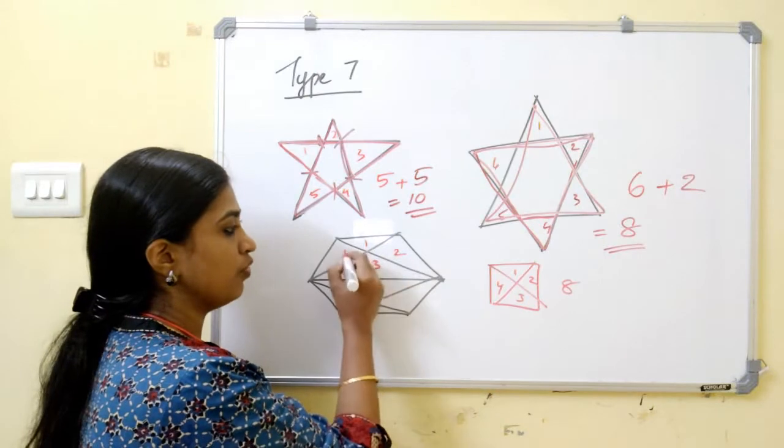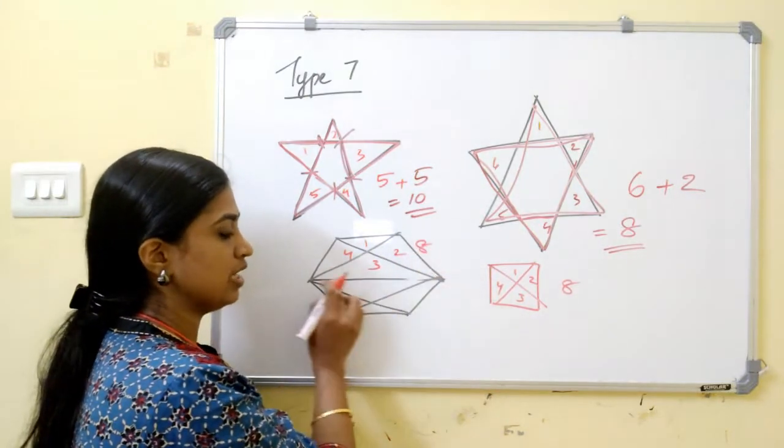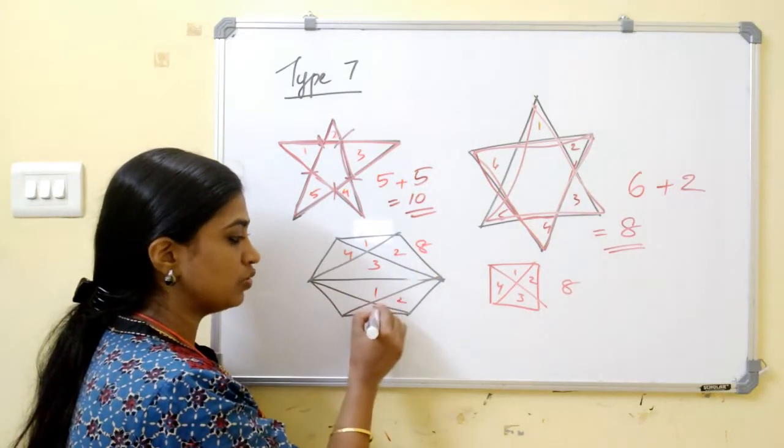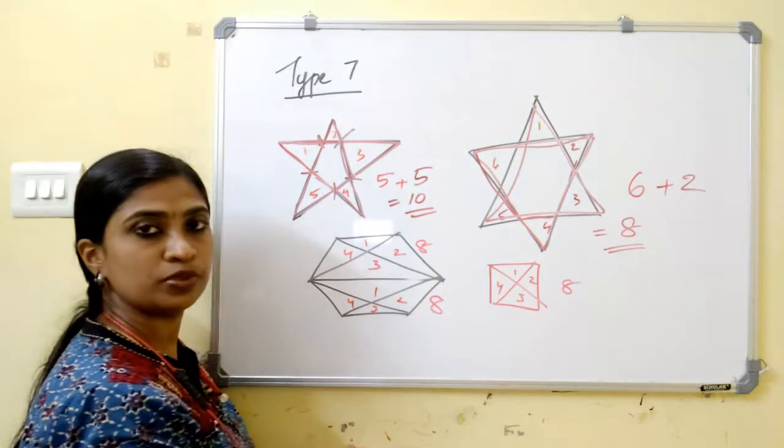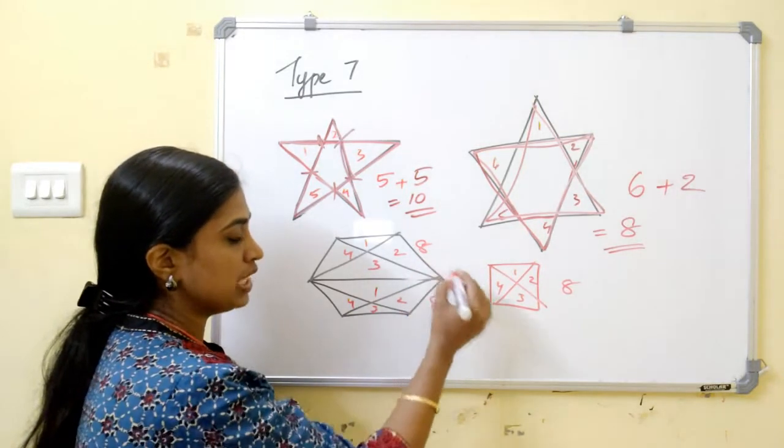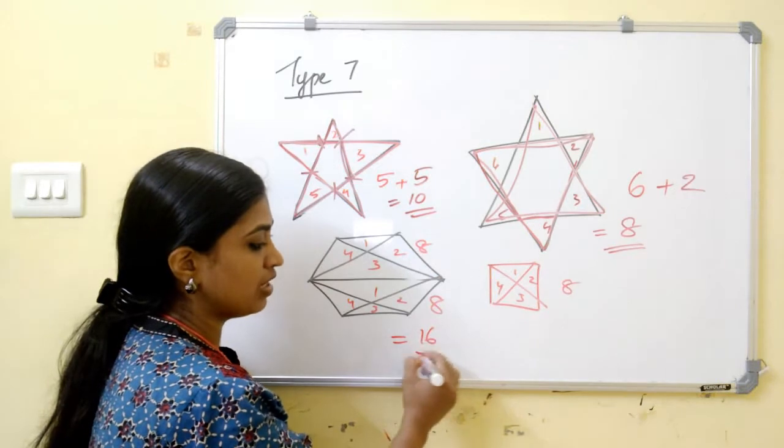1, 2, 3, 4. 4 2s are 8 is the number of triangles in the upper portion. And similarly 1, 2, 3, 4, 8 is the number of triangles in the lower portion. So the sum of this, which is 8 plus 8, 16, is the number of triangles in this figure.